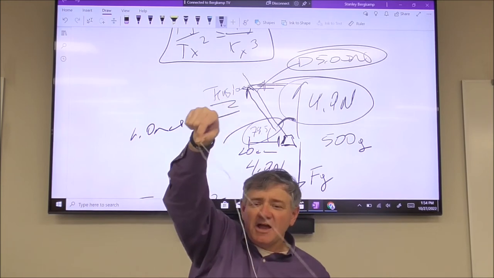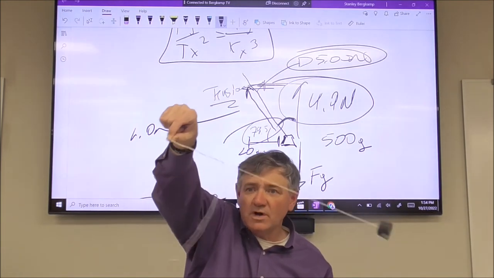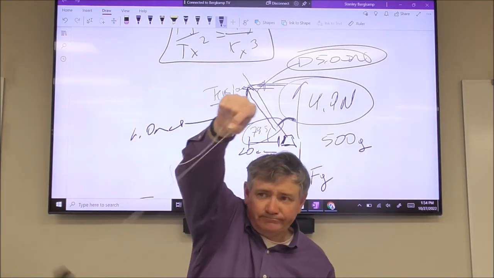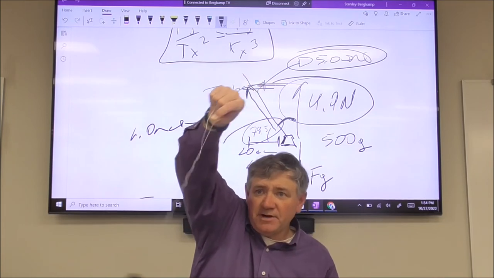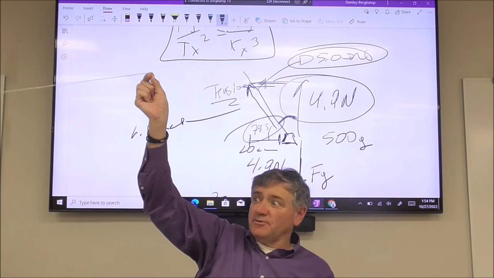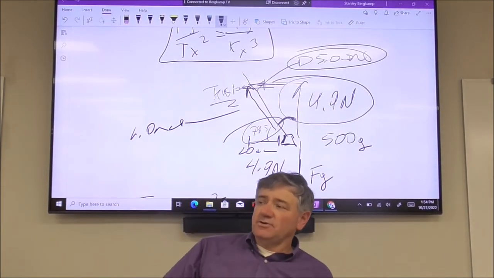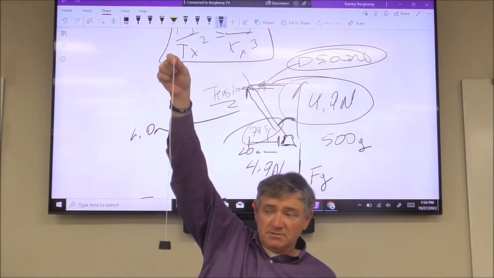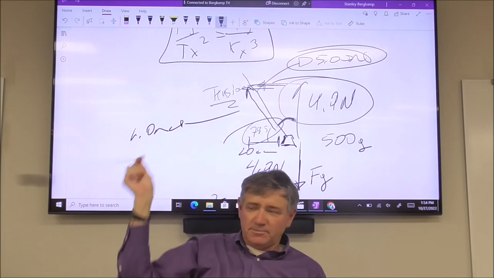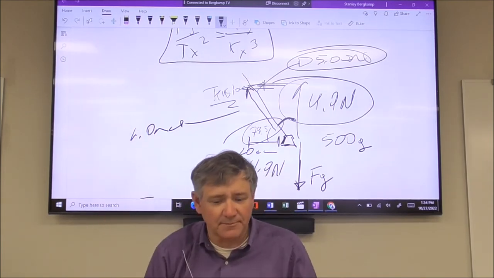Now, obviously, as it goes faster and faster, what's going to happen to the centripetal force? It's going to get bigger and bigger. Now, if I go completely horizontal, then the centripetal force is equal to the tension. So you go from no centripetal force, like this, to full centripetal force. Okay? Got that?